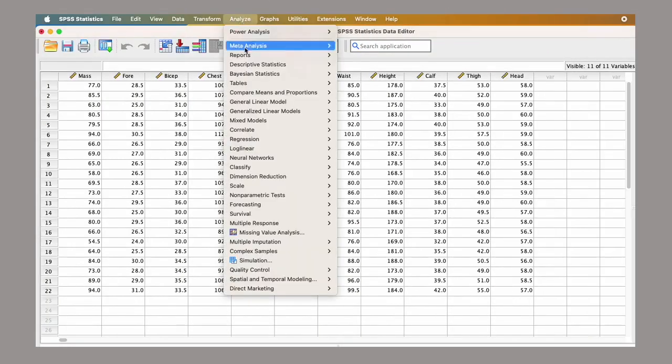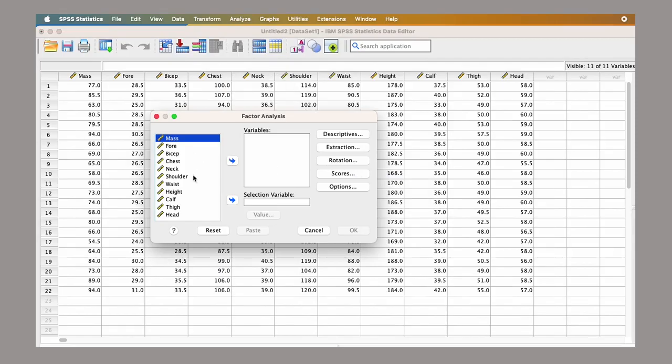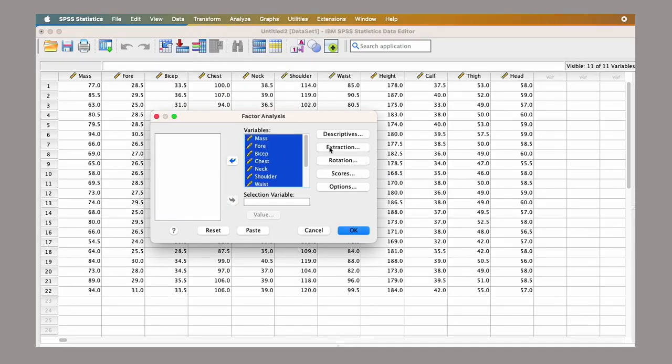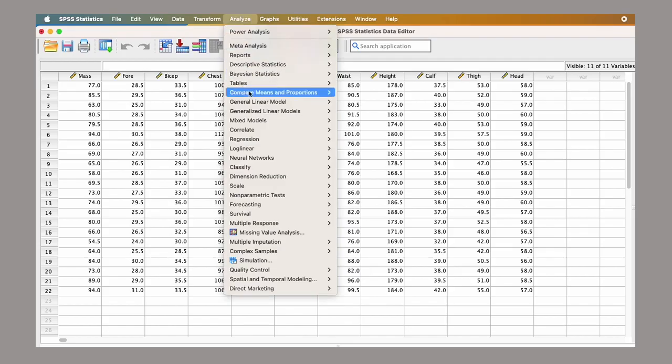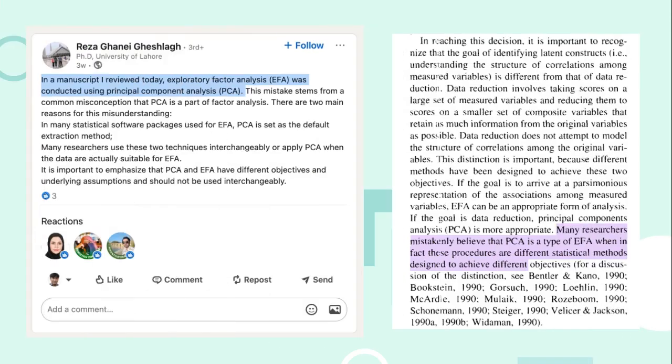To complicate matters, some statistical software packages, like IBM SPSS, lump the two together under a broad umbrella known as dimension reduction. When the users select factor analysis, the default extraction method is PCA, not a true factor analysis. This has led to a situation where some authors unwittingly present PCA results when they genuinely thought they were performing EFA. But today, we're going to set the record straight.